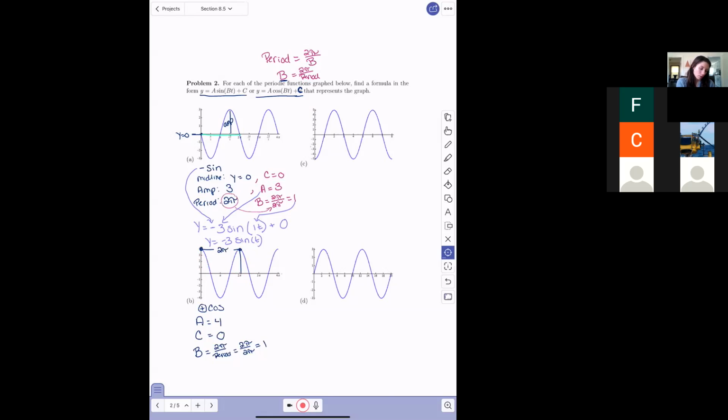Okay. So now when we put our equation together, we get y equals the amplitude, which is 4, times cosine of b, which is 1, times t, plus c, which is 0. So this is the final answer. Any questions there?